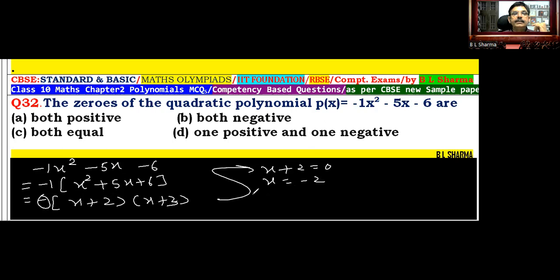And the second factor, putting x plus 3 is equal to 0.